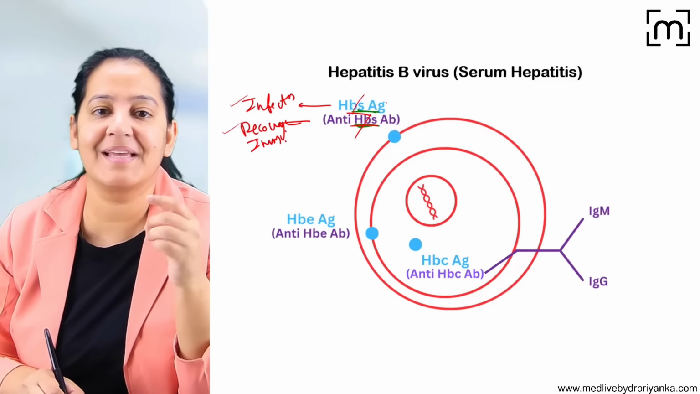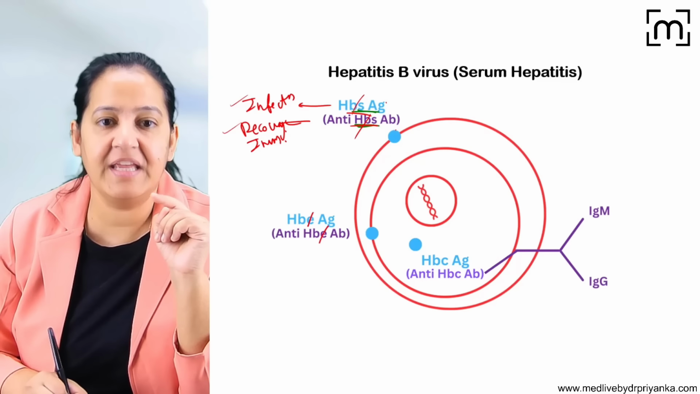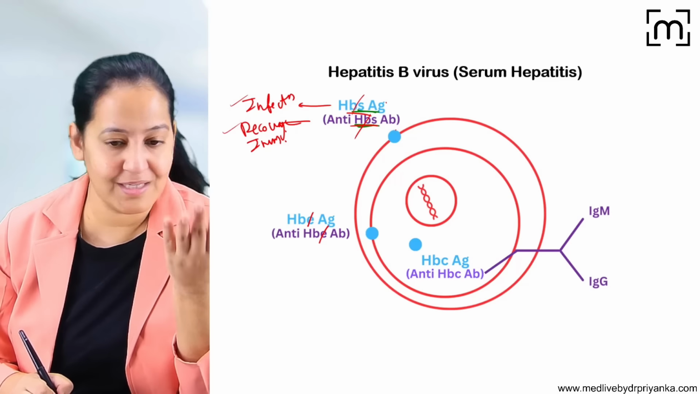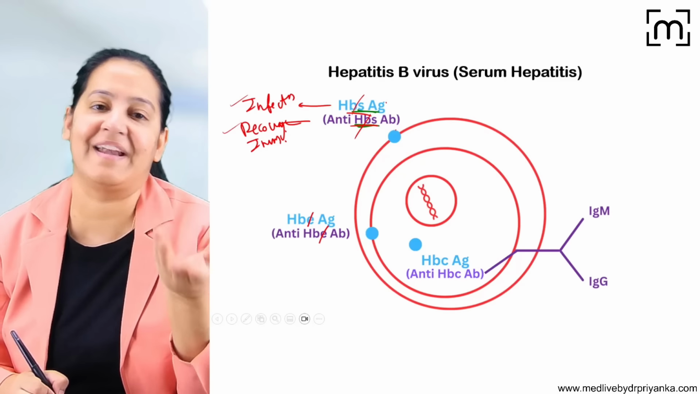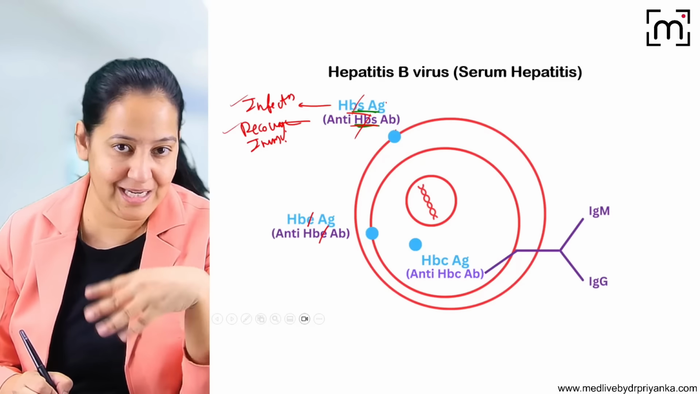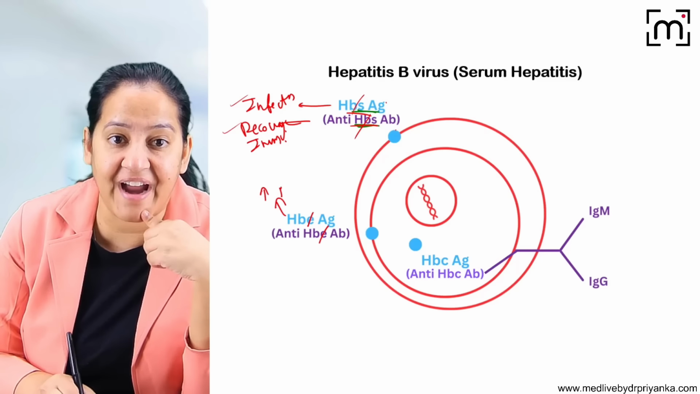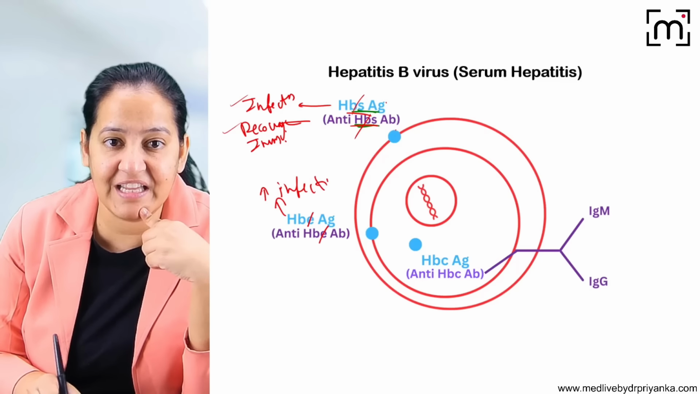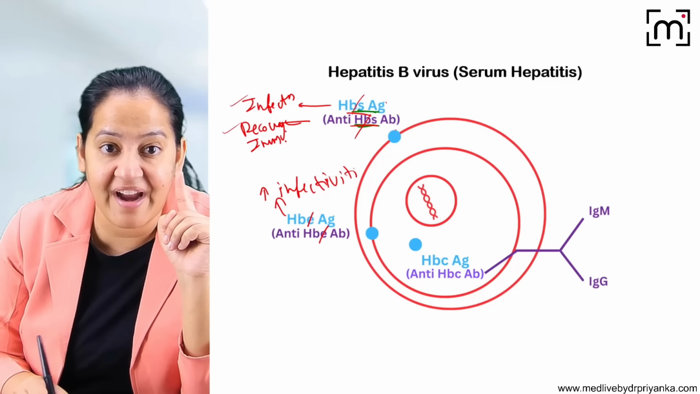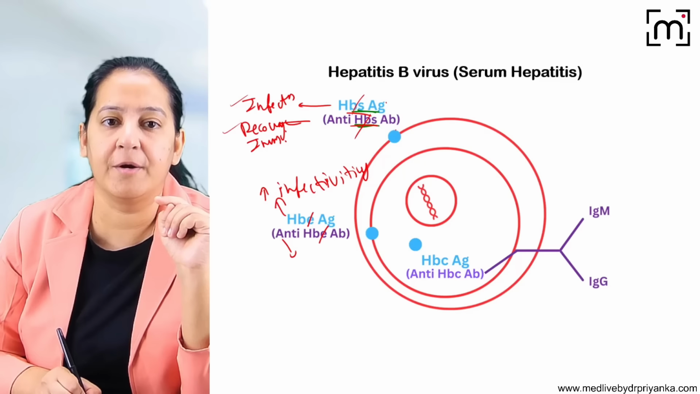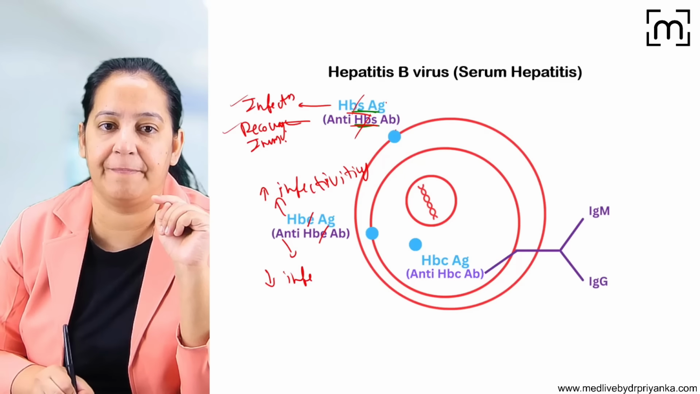Coming to the second pair. The second pair is E: E antigen and E antibody. Again, these two never come together. If E antigen is present, antibody is absent. If E antibody is present, antigen is absent. These are mutually exclusive, like the S. E antigen represents high infectivity. Infectivity, not infection. It's infectivity or communicability. And E antibody represents low infectivity.